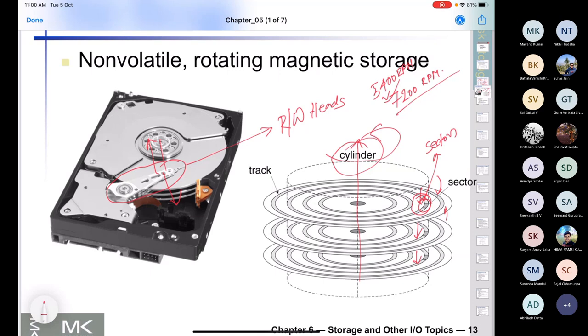The read-write head cannot rotate. It only performs to and fro linear motion. But this disk assembly can rotate. So suppose my read-write head has reached here. My read-write head is currently sitting here, but my starting point is here. In that case, the disk has to rotate this entire part so that this point reaches under this read-write head, and then it can start reading.